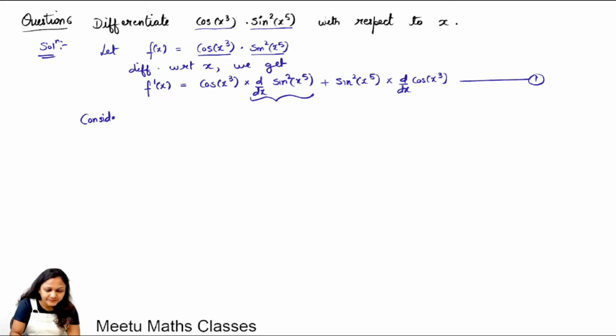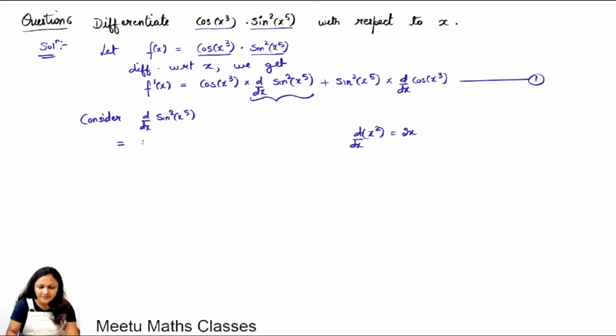So consider the derivative of (sin x⁵)². Our function is something squared. So the derivative will be the derivative of something squared. The derivative of x² is 2x. So the derivative of (sin x⁵)² is 2 into sin x⁵, and in turn we are going to take the derivative of sin x⁵.